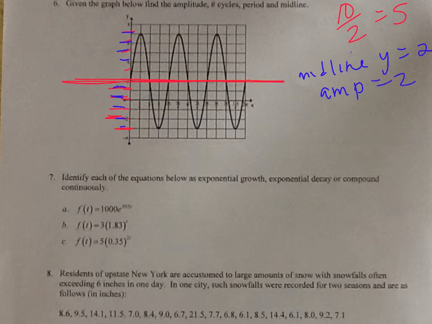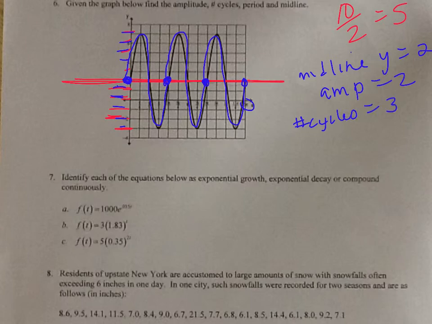I also need the number of cycles. Now I can tell that it is a sine curve because it is starting at the midline. So let's see how many complete curves. This is 2 pi back here. So how many complete curves? Here's one curve. Here's 2 curves. And here's 3 curves. So my number of cycles is equal to 3.